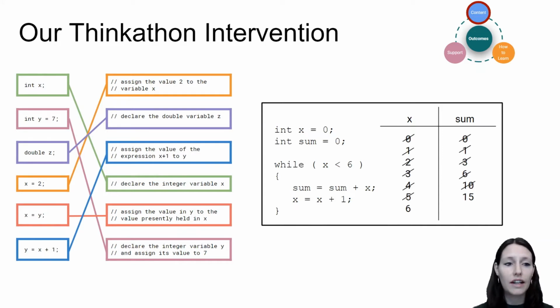Here are 2 examples of solutions to exercises we had students complete in the experimental lab. On the left-hand side, you can see a matching exercise where we had students look at a piece of code and match it to its corresponding description. On the right-hand side, you can see a while loop where we had students go through the iterations of a while loop and keep track of the variables that were being updated as it looped.